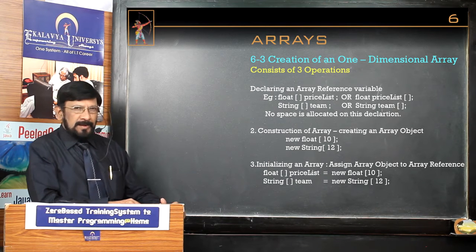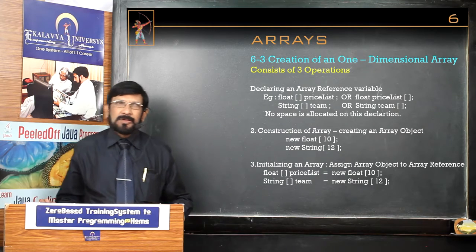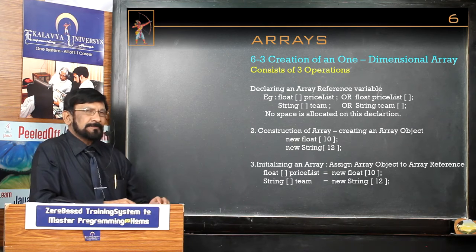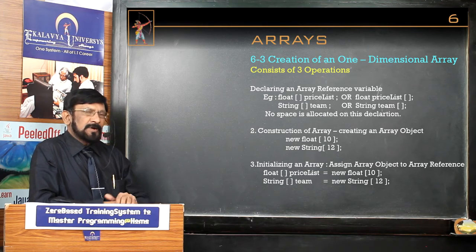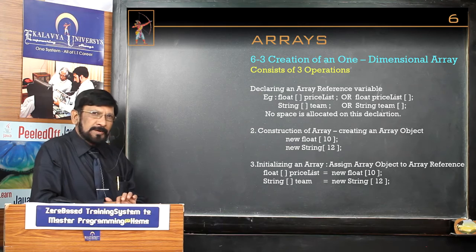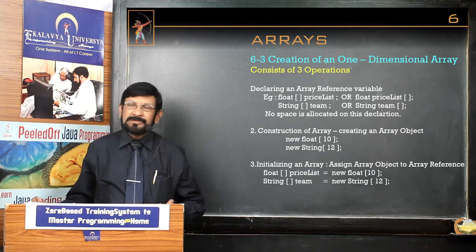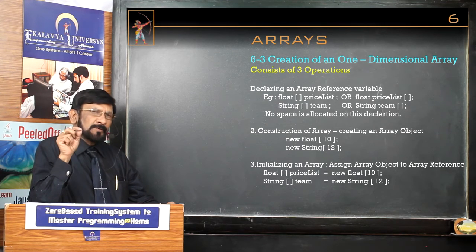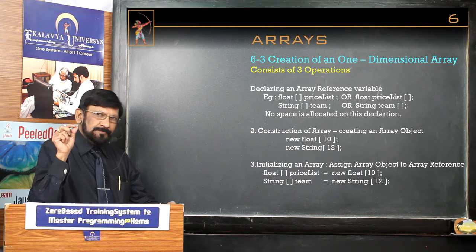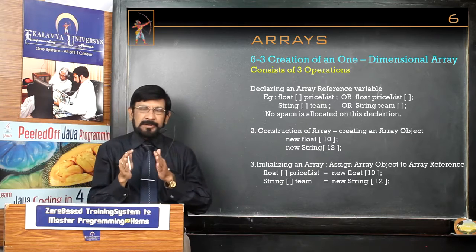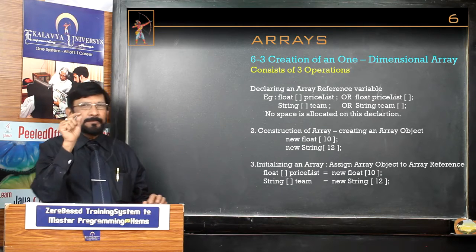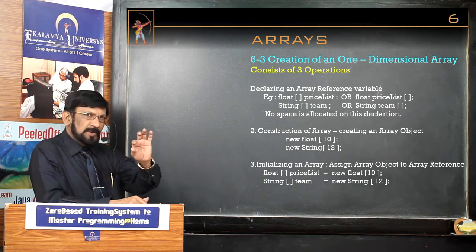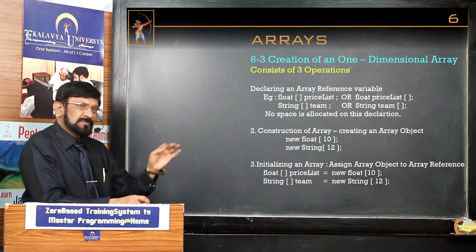Before learning about this process, you must learn about the creation of C array. C array and Java array are totally different. The basic reason is C array is totally primitive type. Java array is a reference type. In order to understand the difference between the primitive type and reference type, you must know the creation of a C array also. Just very simple.